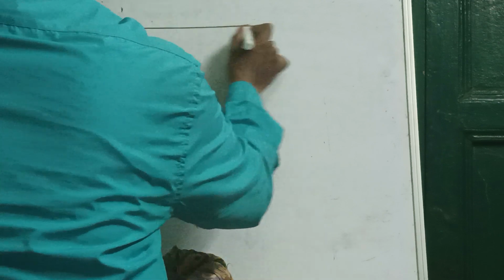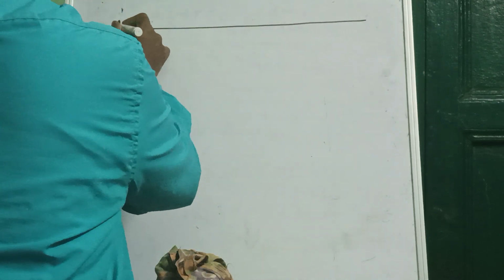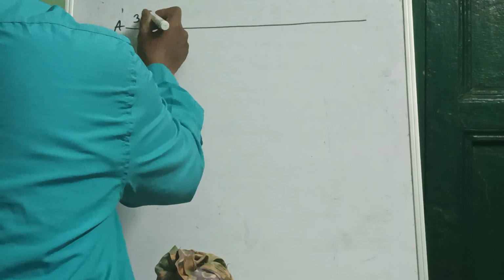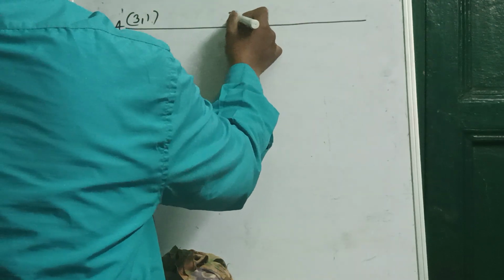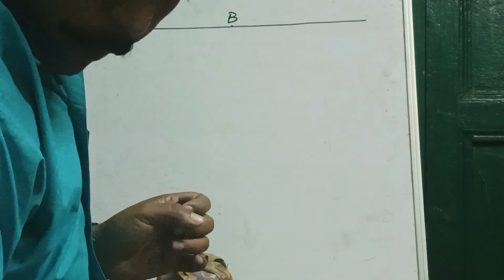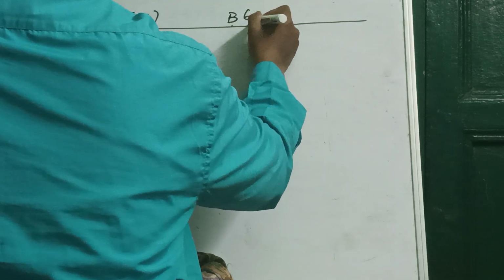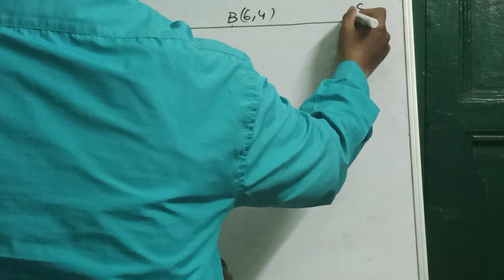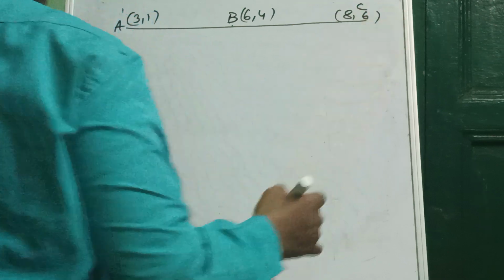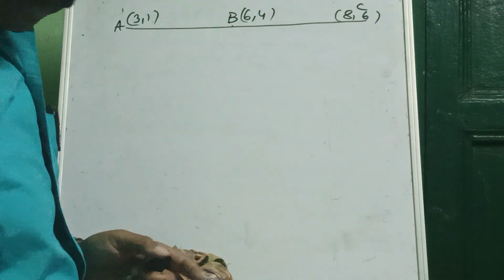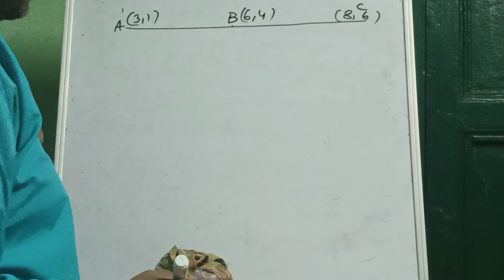Let's take a line. A here is (3, 1), B here is (6, 4), and C is (8, 6). This is a straight line. A, B and C are collinear.